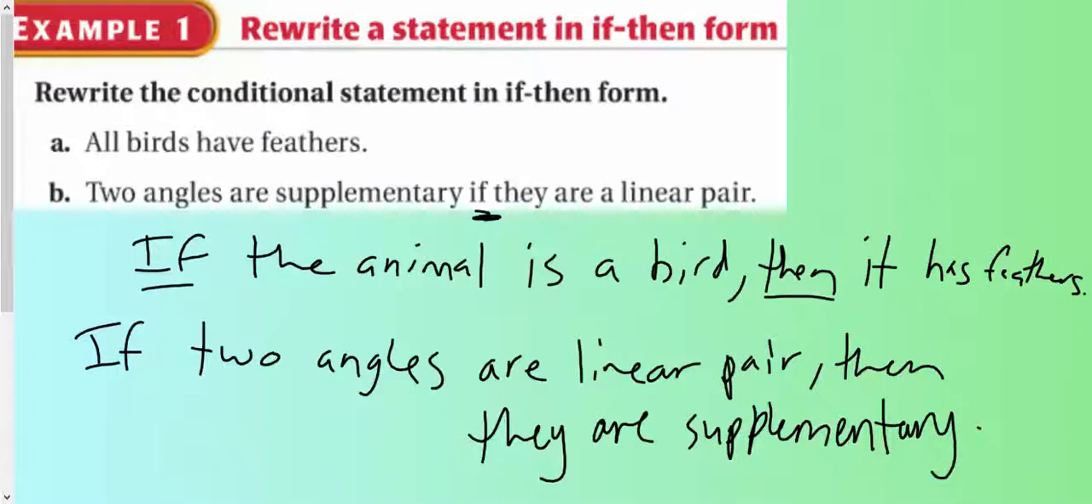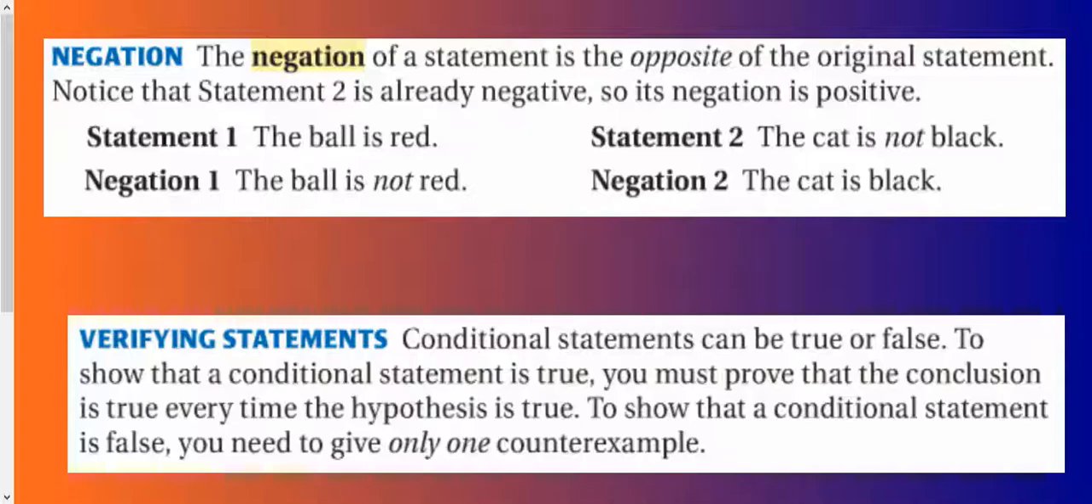Alright, so there's a couple of rewriting statements in the if-then form. The negation of a statement is the opposite of the original statement. Notice that statement 2 is already negative, so its negation is positive. So "the ball is red" goes to "the ball is not red." "The cat is not black." If we negate that, "the cat is black." So it's kind of like a double negative in English class. They can be true or false.